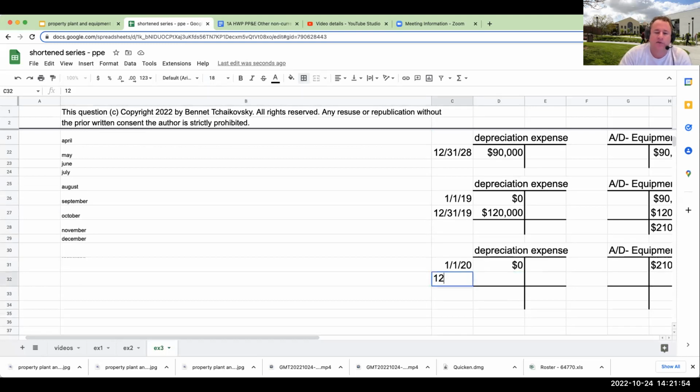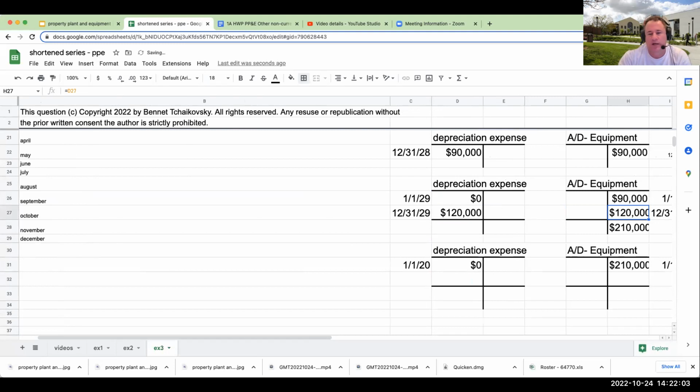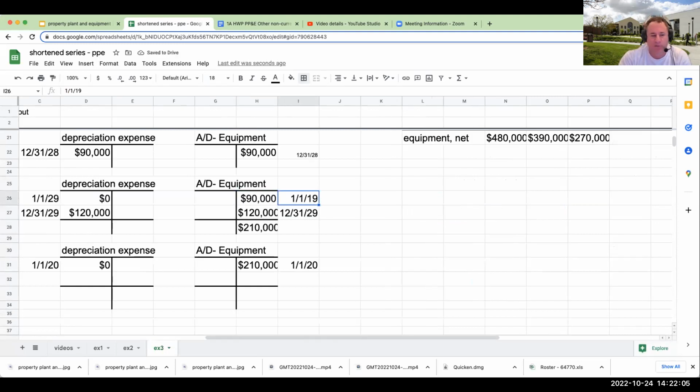We'll do it on T account. So 12/31, God, Bennett. Let's go ahead. 1/1/29, 12/31/29. This is what happens when you go into the future. Serious repercussions. 12/31/29, and this is going to be, dare we say, 1/1/30?